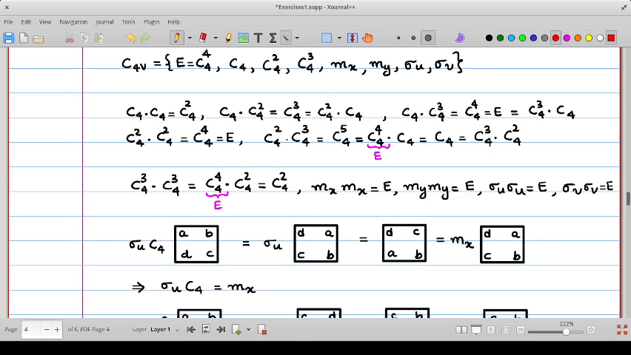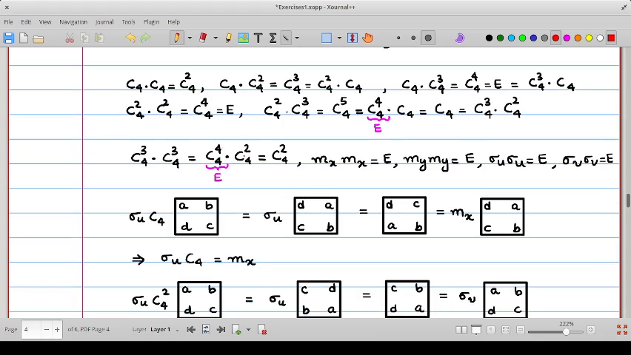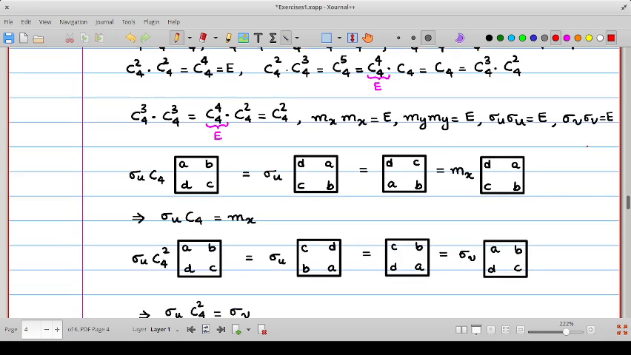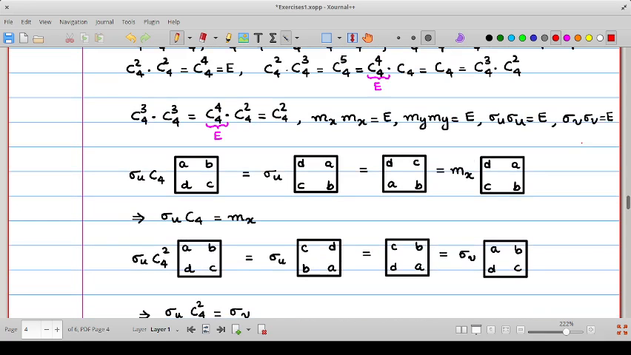Now similarly, C4 cube times C4 cube is C4 to the power 6, which may be written as C4 to the power 4 times C4 square, but C4 to the power 4 is identity, and therefore identity times C4 square is equal to C4 square. Now again, from the properties of reflection, as we discussed in the class, Mx times Mx is actually identity, My times My is identity, sigma u times sigma u is identity, and sigma v times sigma v is identity. So now we start finding the products involving the remaining elements and the remaining possibilities.